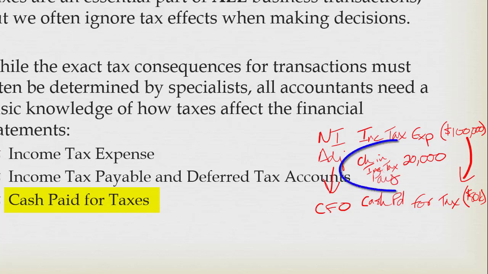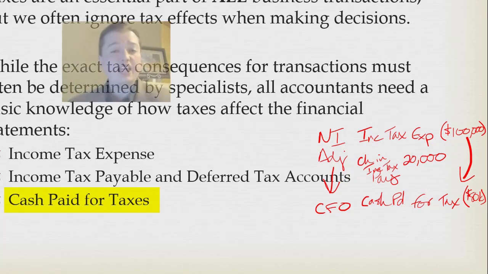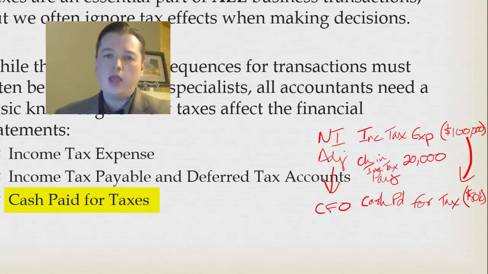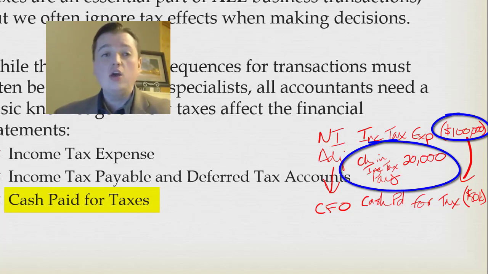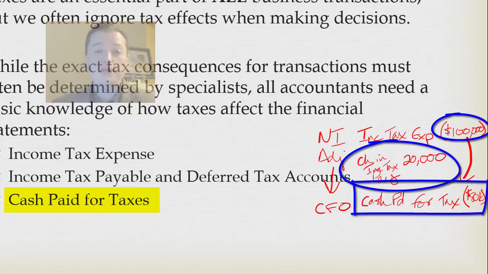But we have this change of 20,000, and that's all we see on the statement of cash flow: this positive 20,000 associated with taxes. And we have to be comfortable enough as accountants looking at those numbers to say, okay, I can go back to my income statement, see that negative 100,000 for my income tax expense, add in that 20, and calculate what the cash paid for taxes really was.